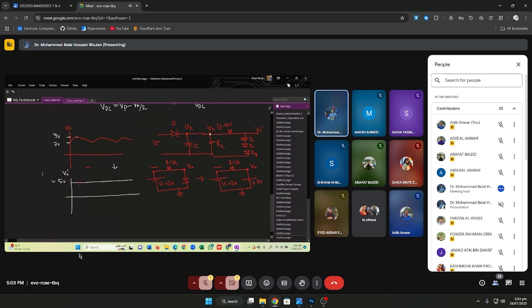So I said approximately 4.9 volt. Now if it is at the minimum point, how much? 4.9 volt, or any value in between. 4.9 volt, any point in between.